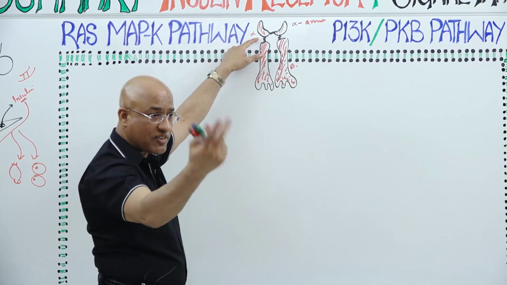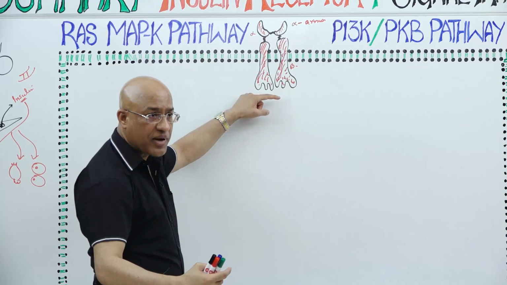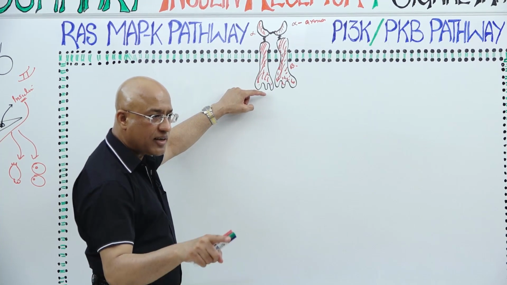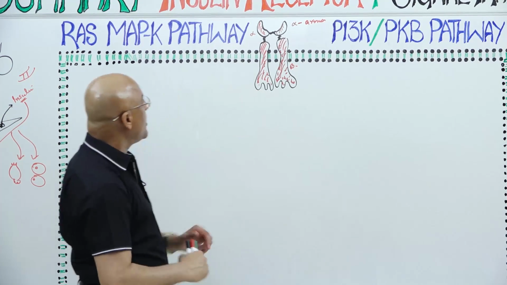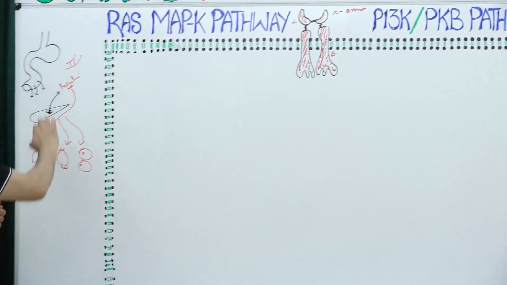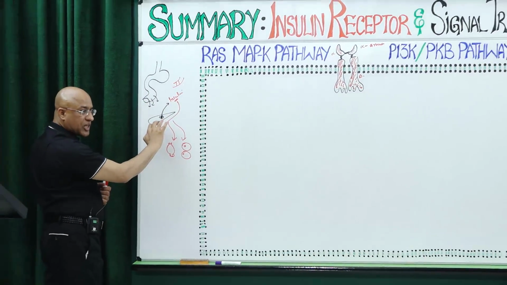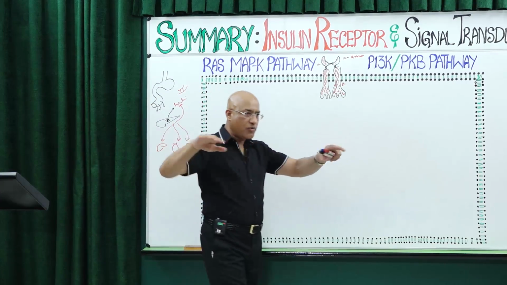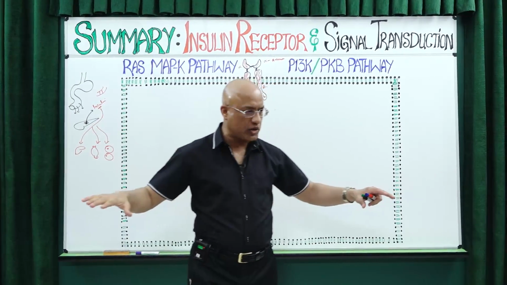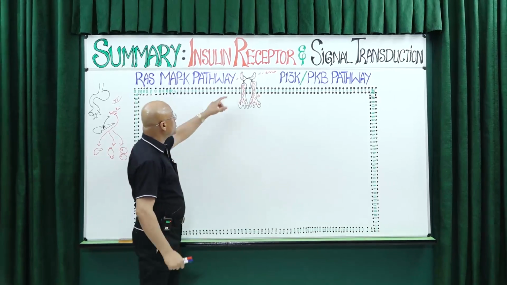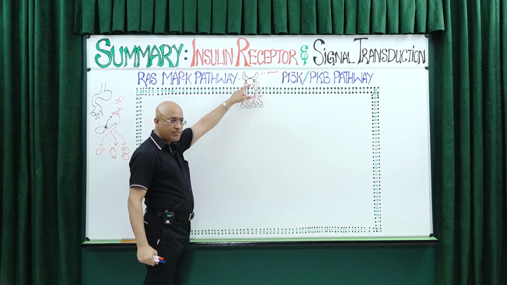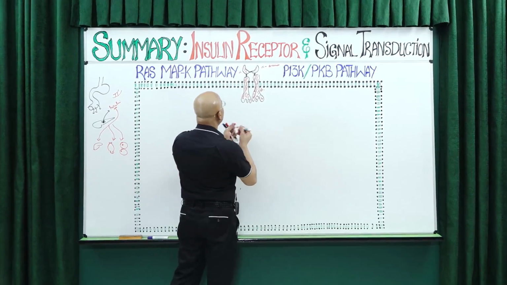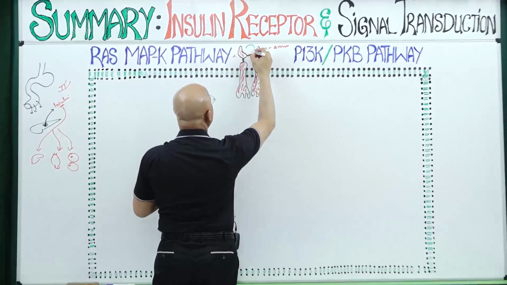Alpha units are extracellular, beta units are transmembrane, having one component extracellular, another component through the membrane, and another component intracellular. Is that right? Now, when you have taken a nutrient-rich meal, especially a carbohydrate-rich meal, insulin is released, and these insulin molecules flood the blood and reach the target tissues, right? Eventually, insulin molecules will bind with the alpha units of insulin receptors. Where will they bind? Alpha units of insulin receptors.